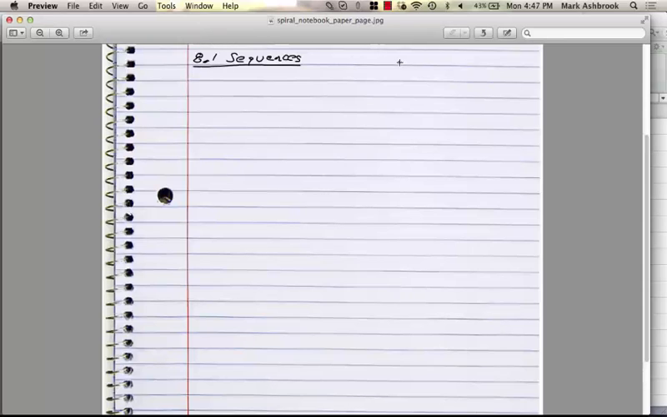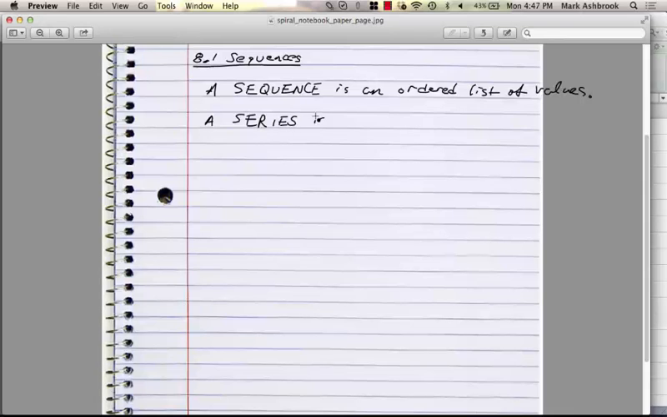So a sequence is an ordered list of numbers. Okay, a sequence is an ordered list. Okay, a series is the sum of the entries in the list.